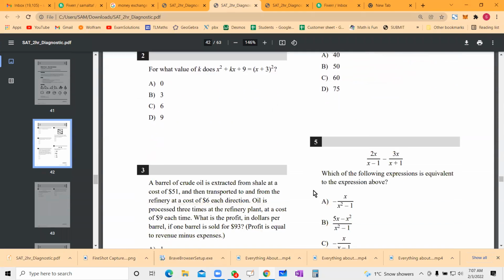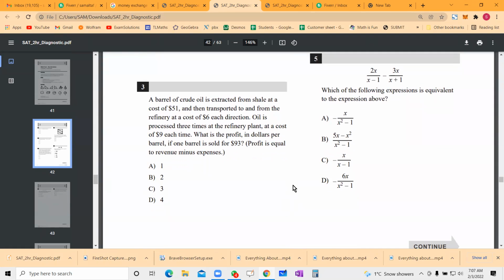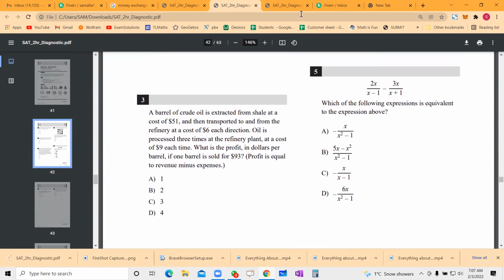Question number 5. Can you read it? Ooh. The fractions are something I kind of struggle on. Fractions, right? Yeah, fractions. Okay. We'll clear all these fractions, no problem.